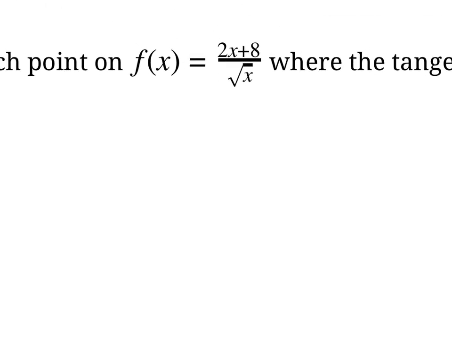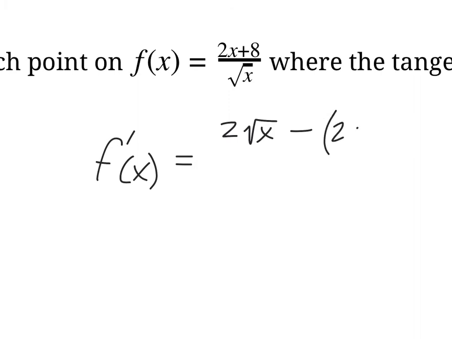So f prime of x, we can just apply the quotient rule again, right? Because this is really like a function divided by another function. So to apply the quotient rule, we're going to take the derivative of what's in the top, which is just 2, and we're going to multiply it by what's in the denominator, so just root x. And then we're going to subtract what's in the top, so 2x plus 8, and multiply that by the derivative of root x.